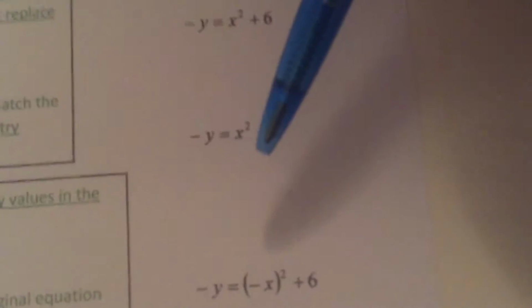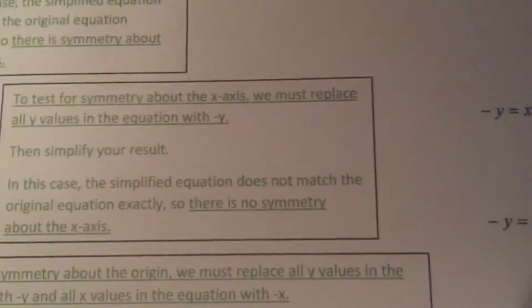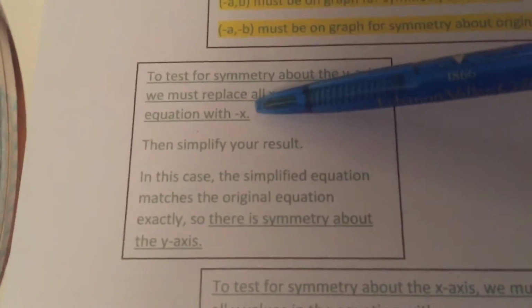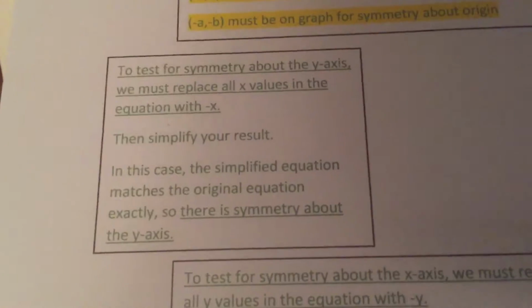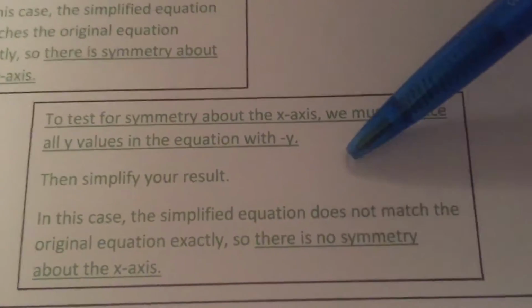Y equals x squared plus 6. Since it's different, that means that it's not symmetrical about the x-axis. To help me remember what to plug in for what: to test for y, you change the x's to negative x, and to test for x, you replace the y's with negative y. So it's just the opposite. In this case, it is symmetrical about the y-axis, but not about the x-axis.